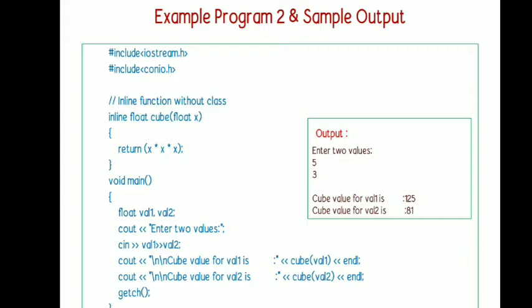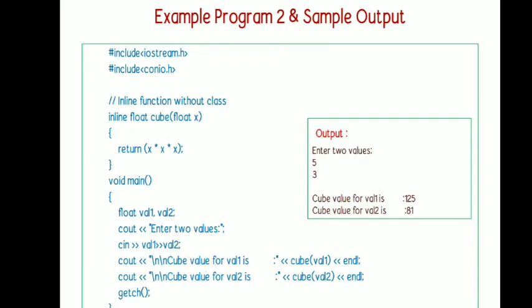So when you compile this program, at that time this statement is replaced here. So when we execute this program, there is only one function, the main function, and this function is already replaced at compile time. So at runtime it is going to execute only the main function. In this main function we have defined two variables, val1 and val2. Then this statement will display the message enter two values. Then this statement will receive two values.